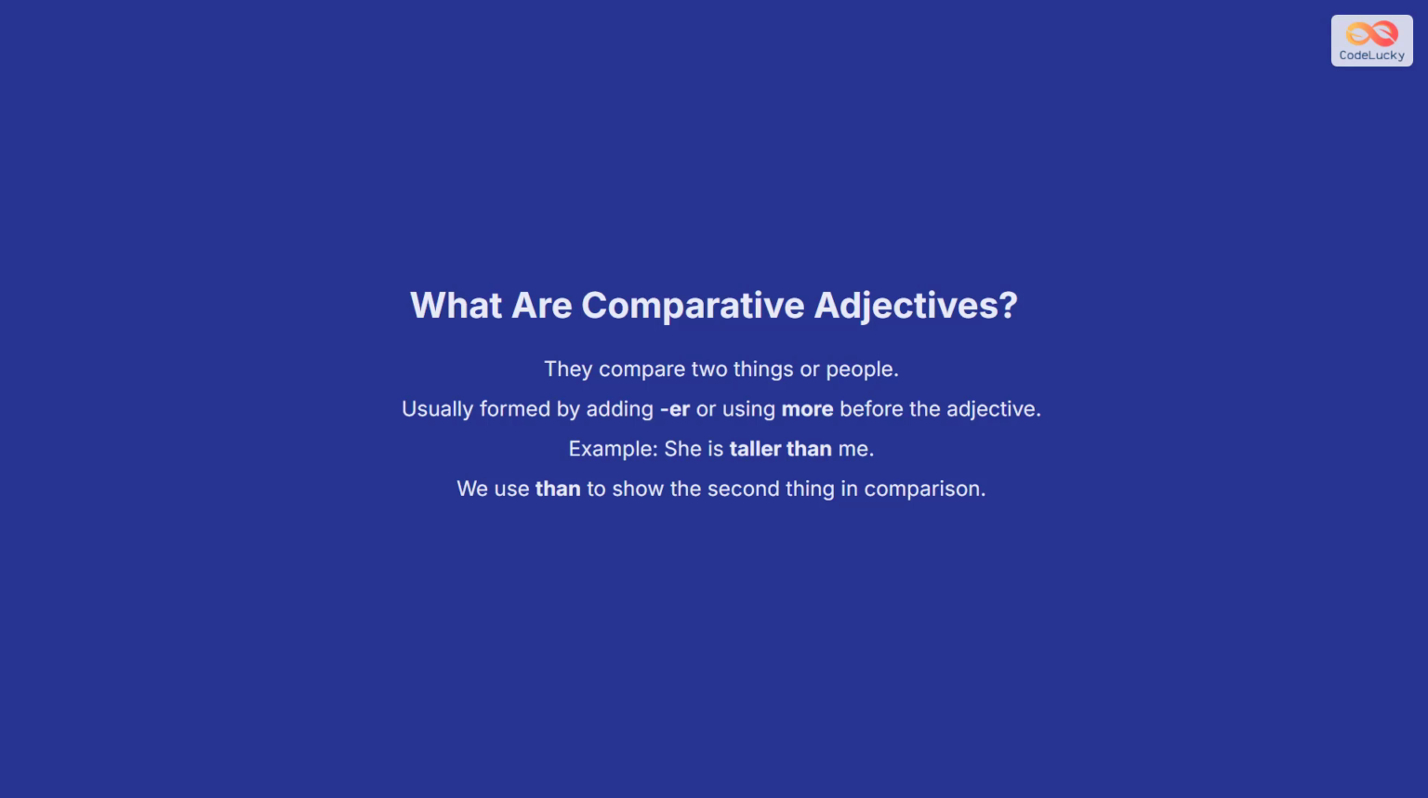Comparative adjectives compare exactly two things or people. We usually make them by adding "er" to short adjectives or using more before longer adjectives. The word than always follows the comparative adjective to show the second thing in the comparison.